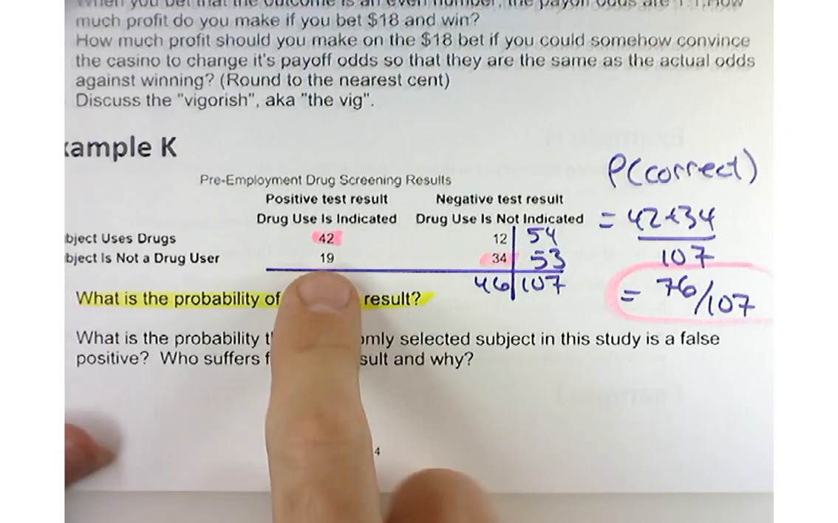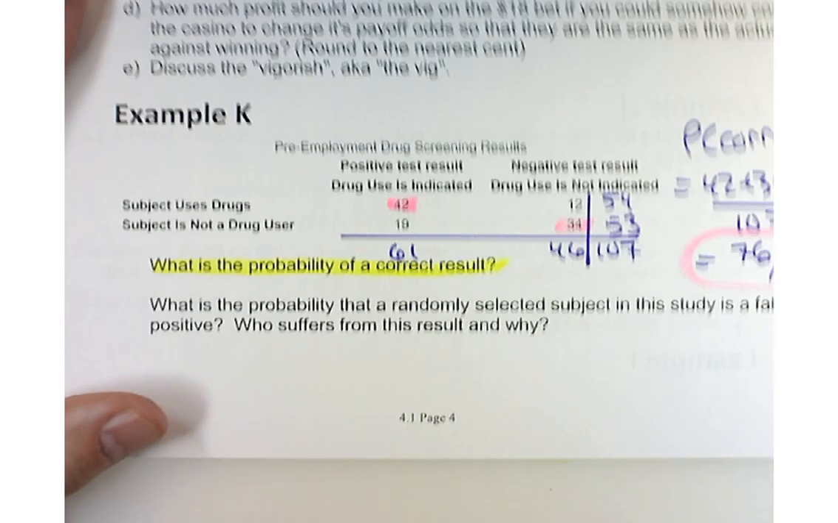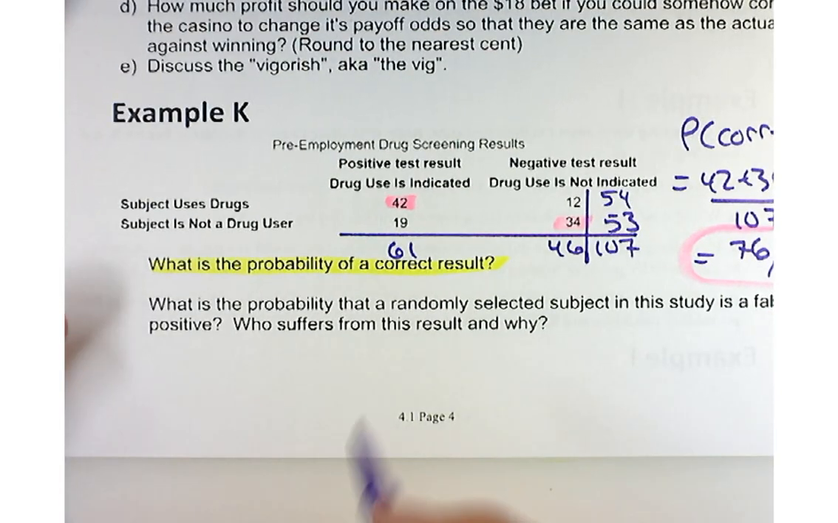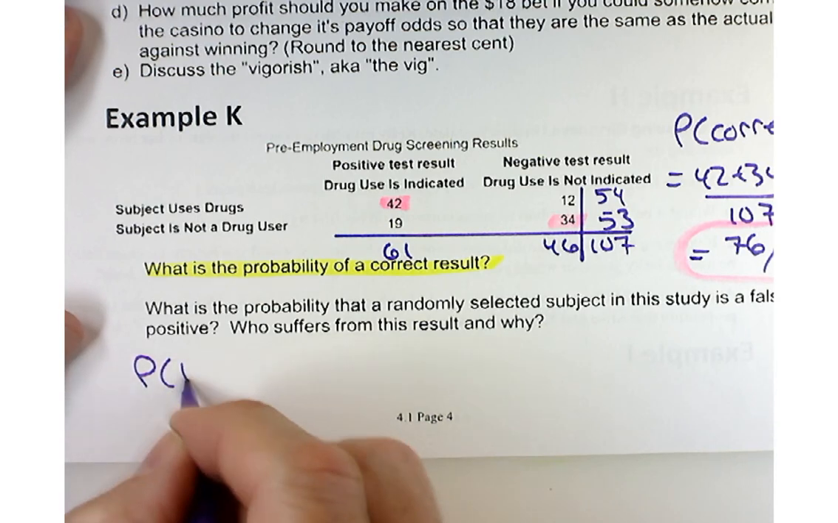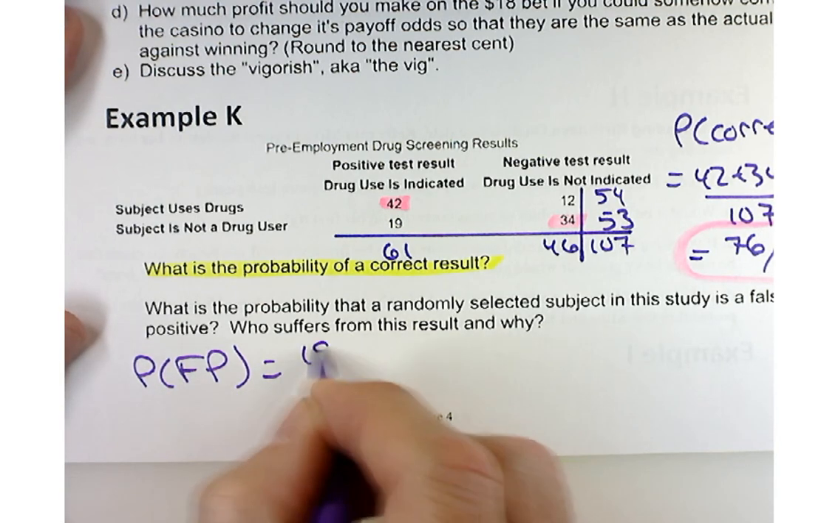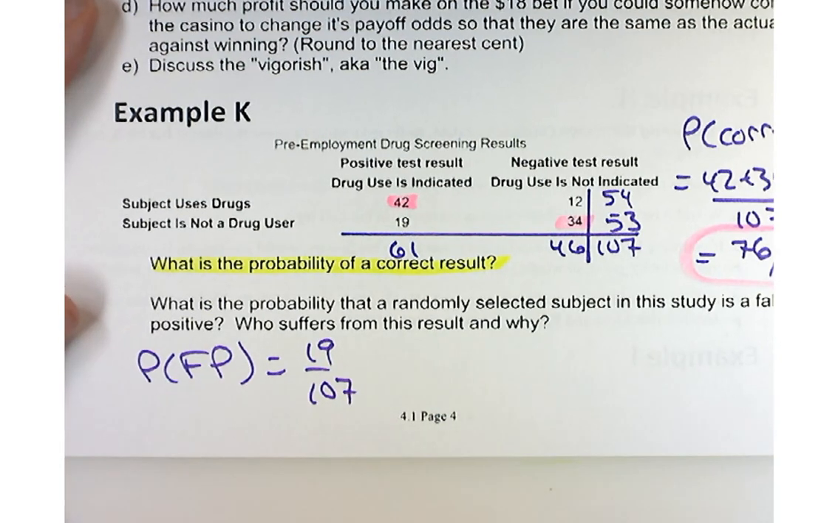So false positives, which one would be a false positive here? 19 over 107. Yeah, 19 over 107. So probability of a false positive would be 19 over 107. Says who suffers from this result and why? Well, I think both people do, right?